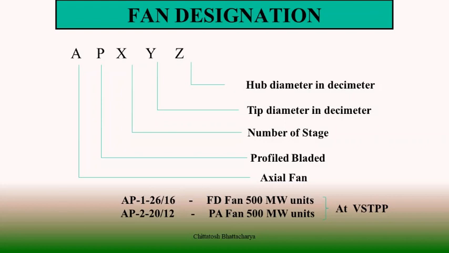In these fans, A represents axial fan, P represents profile blading, that means this structure may be aerofoil or something like that. The next digit represents the number of stages, AP1 or AP2. This represents whether two stages of blading or a single stage of blading is there. Then tip diameter is given in digits, then you get half diameter in decimeter. So this way designation of axial fans is done.